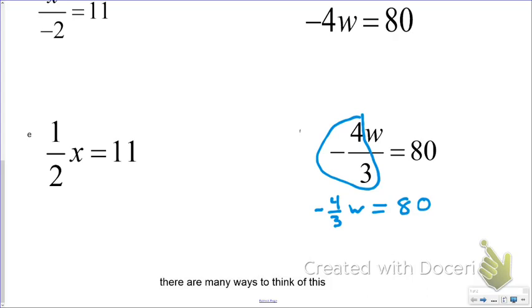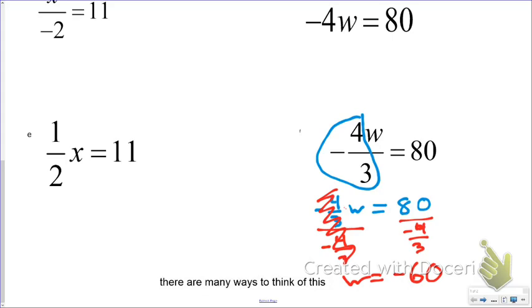Because I know how to get rid of a multiplication. That's multiplication. What's the inverse of multiplication? It's division. So I could just divide both sides by negative 4/3. So this goes to 1, and I'm left with w is equal to 80 divided by negative 4/3. And that should be, you can use your calculator if you want to, but it should be a negative 60. So that's my answer.